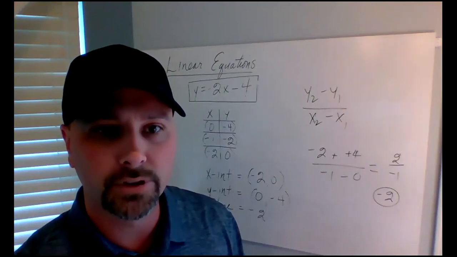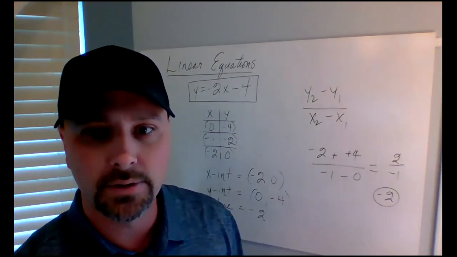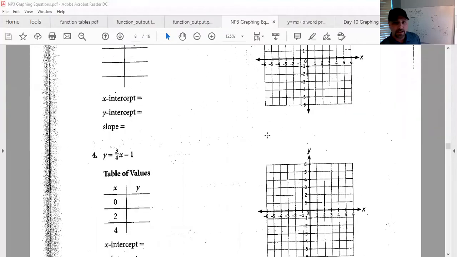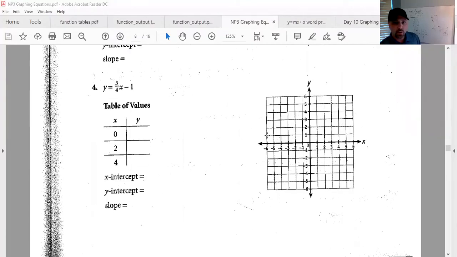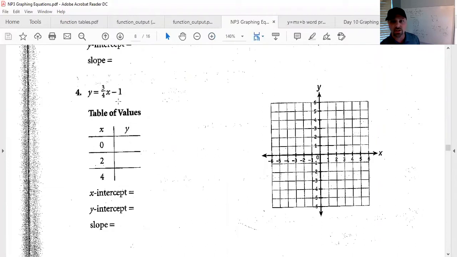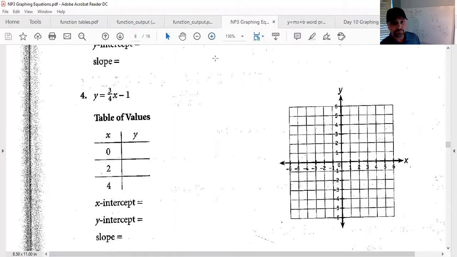So just keep that in mind. All right, and we're going to do one more here, and then I think you'll be able to do most of these worksheets. So besides looking at some word problems, that'll pretty much be it. So I want to do number 4 specifically because it has a fraction in it, okay? So you want to give it a try on your own.